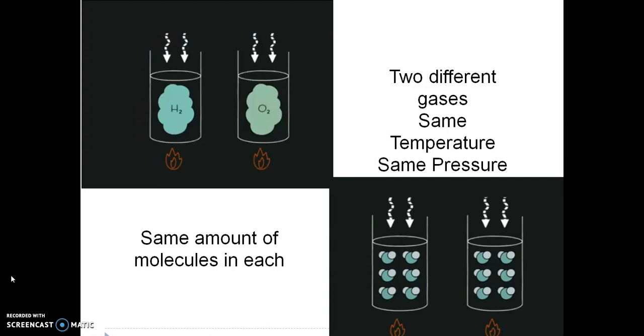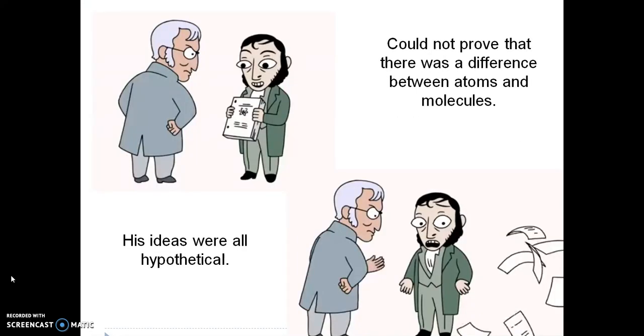Even though they had different masses and they were different substances, the number of substances was the same. And this was really different. This was such a new idea. So he went and said, I'm going to tell everybody about this. And guess what? Nobody believed him. They all were like, what? You can't even prove this. And they were right. He couldn't.